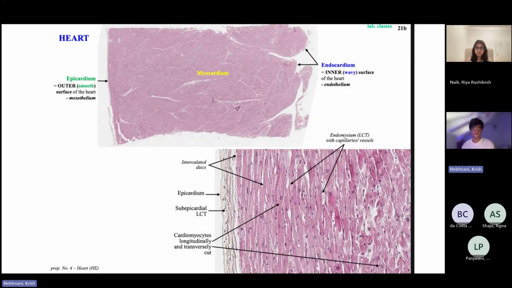Mesothelium and endothelium both are formed from simple squamous epithelium, like we know. Endothelium will mostly be present where there is blood or some sort of capillaries or arteries. So in this case, you can see the endocardium has the endothelium. The endocardium will also have Purkinje fibers. It has a wavy surface, whereas the epicardium has a more outer smooth surface. The myocardium has cardiomyocytes, which contain the endomysium, which has loose connective tissue, capillaries, vessels, intercalated discs, and yeah, that's all.